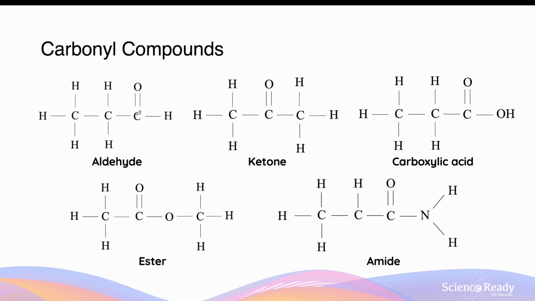In an aldehyde, the carbonyl carbon is between a carbon atom and a hydrogen. In a ketone, the carbonyl carbon atom is between 2 other carbon atoms. And in a carboxylic acid, the carbonyl carbon is next to a carbon atom and an OH group. In an ester, the carbonyl carbon is between a carbon atom and an oxygen, but then this oxygen is attached to another carbon atom instead of a hydrogen that we will see in carboxylic acid. In an amide functional group, the carbonyl carbon is next to a carbon atom and a nitrogen atom.